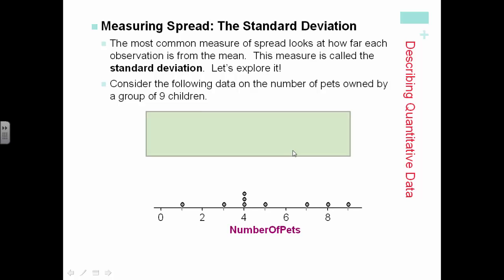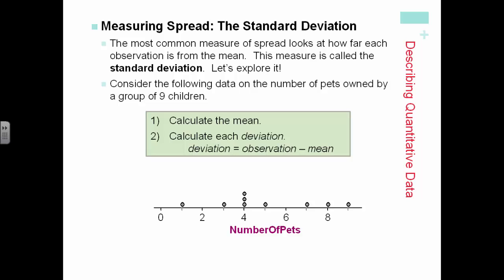Our most common measure of spread looks at how far an observation is from the mean. We call this a standard deviation. We consider the data on the number of pets owned by a group of 9 children. We calculate the mean, then calculate each deviation from the mean, where the deviation is found by taking the observation value minus the mean.